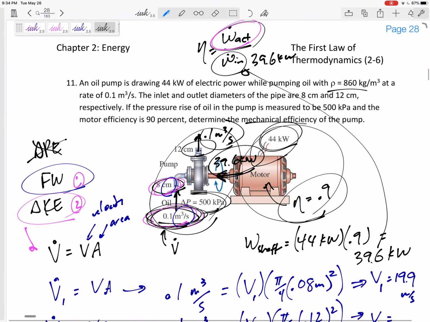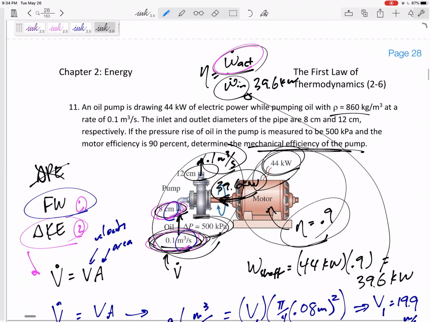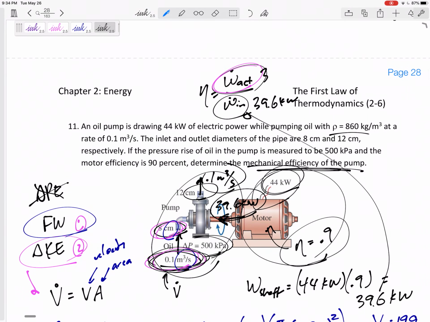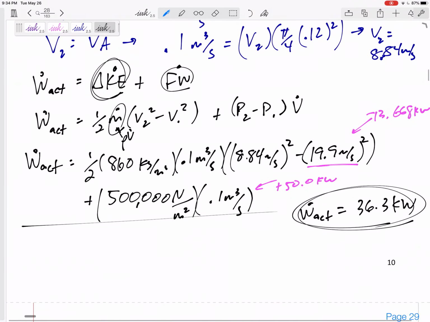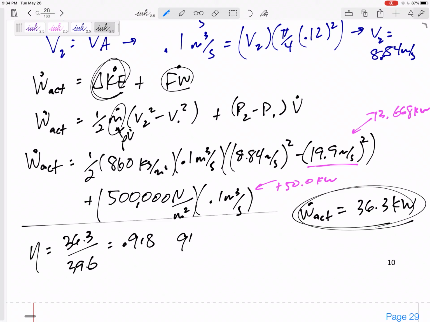All right, so let's answer the question. Mechanical efficiency of the pump, 36.3 over 39.6. The efficiency of the pump, 36.3 over 39.6, 0.918 or 91.8% is the mechanical efficiency of the pump.